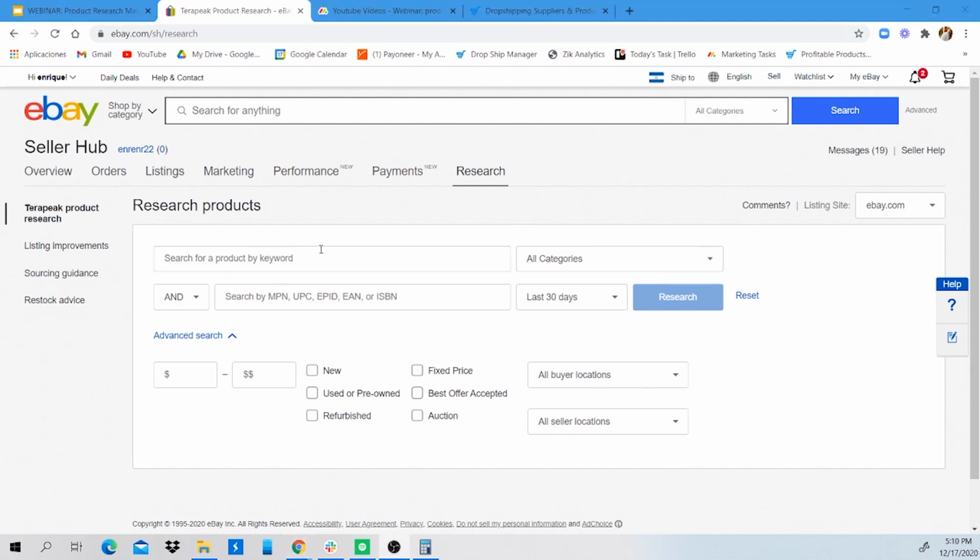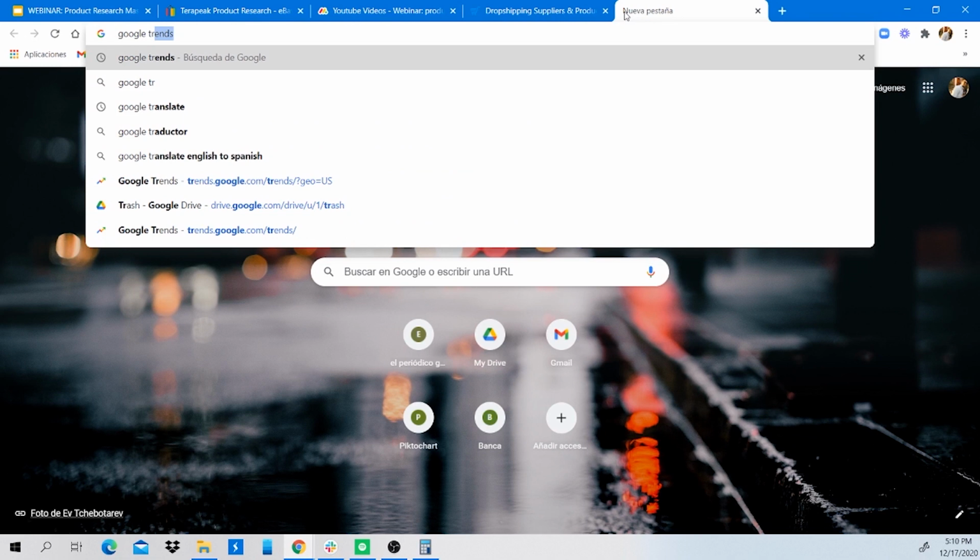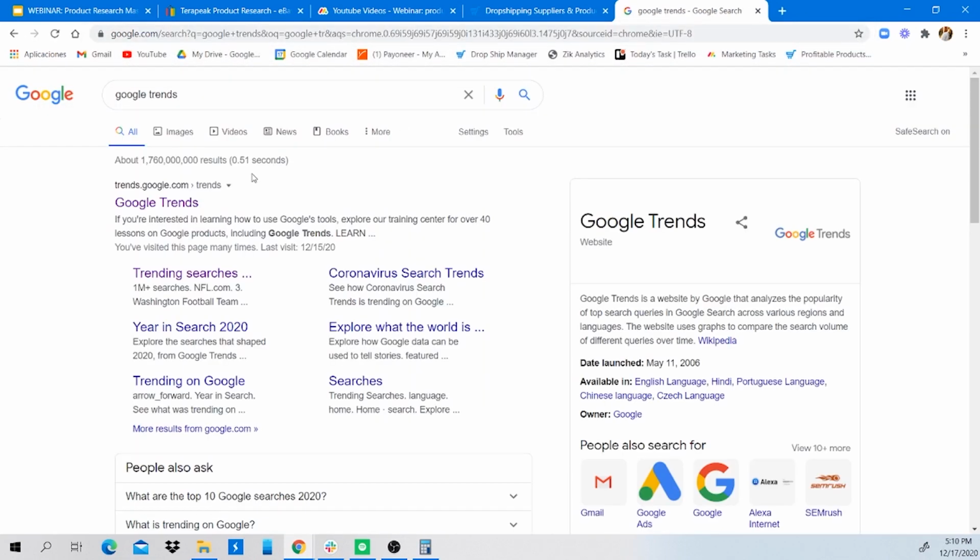So first off, let's try to find something that is trending. Now, you can even use Google Trends to check up on the trends in the US if you're dropshipping into the US.